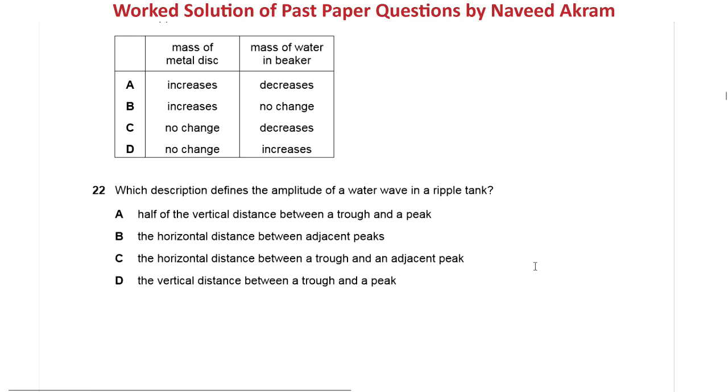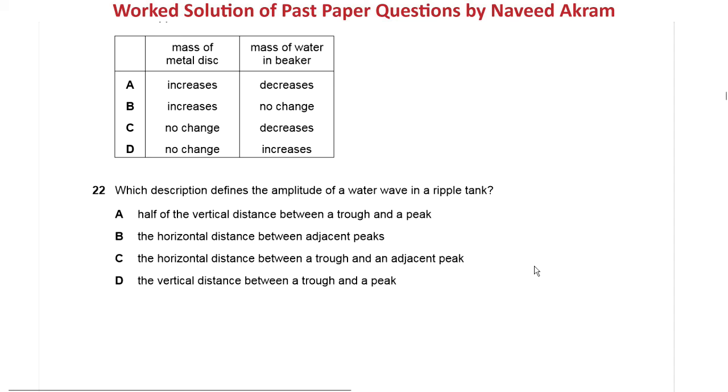Okay, our next question is question number 22 from October-November 19 variant 2. Which description defines the amplitude of a water wave in a ripple tank? Amplitude is the distance between the crest and the mean position, or between the trough and the mean position. Option A says half of the vertical distance between a trough and a peak. Yes, half of the vertical distance.